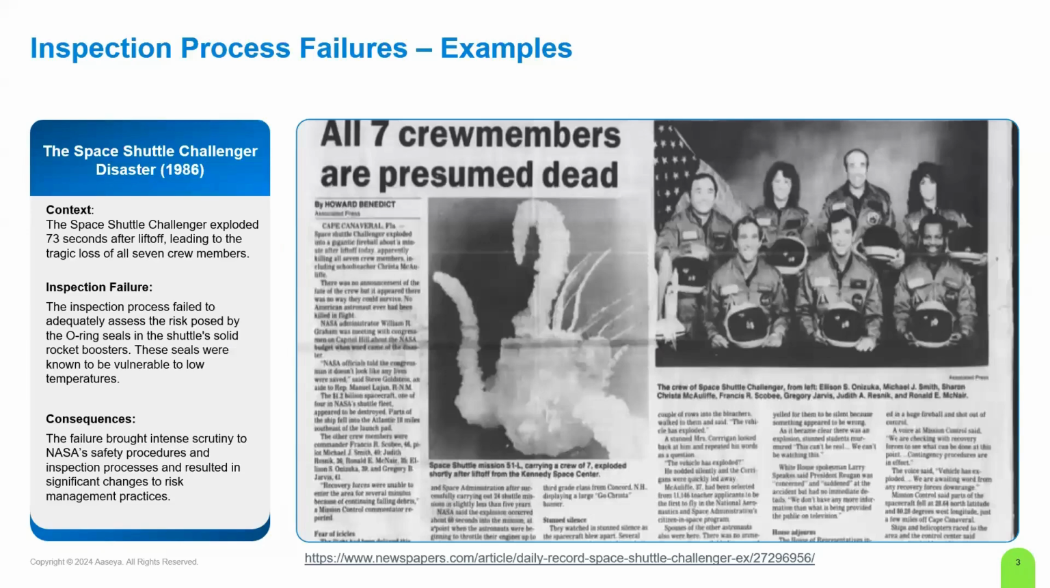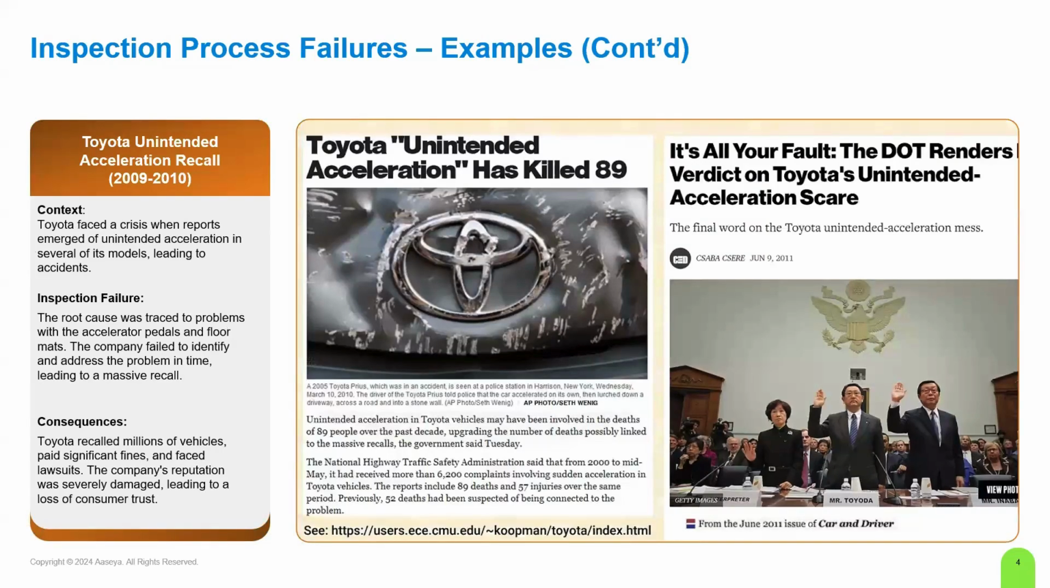Let us now look through some of the examples of failures of the inspection process. The first one, Challenger, I already mentioned in my opening remarks. Let us look at a couple more examples in order to understand the need for inspection. The second example we are seeing here is the Toyota unintended acceleration recall in 2009 and 10.